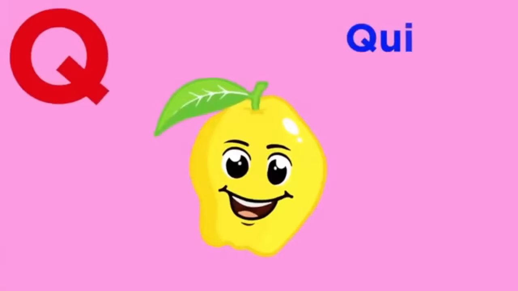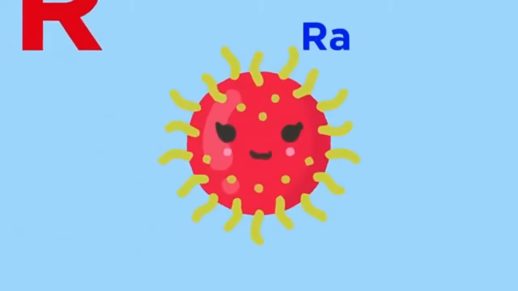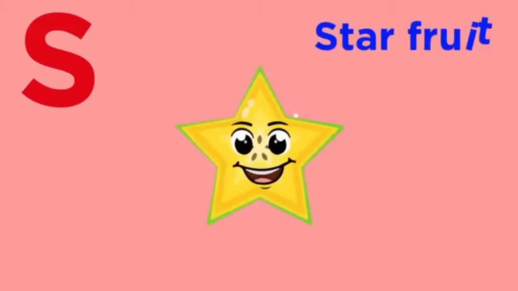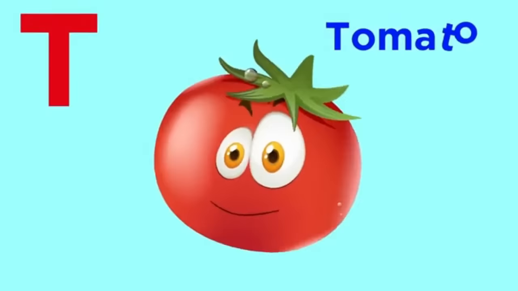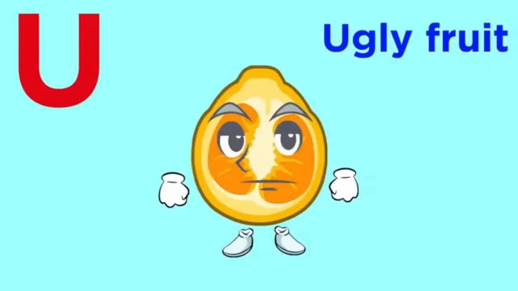Quince. Q-U-I-N-C-E. Quince. R-A-M-B-U-T-A-N. Rambutan. S for star fruit. S-T-A-R-F-R-U-I-T. Star fruit. T for tomato. T-O-M-A-T-O. Tomato. U for ugly fruit. U-G-L-I-F-R-U-I-T. Ugly fruit.